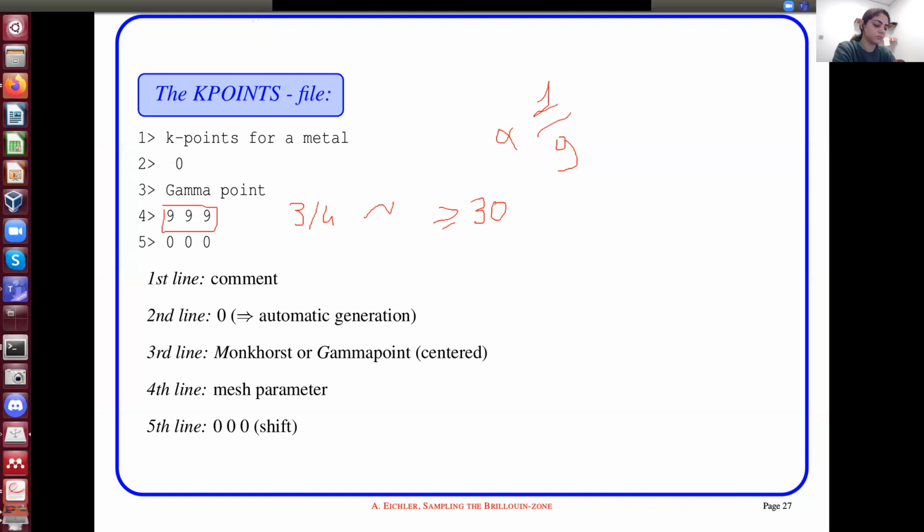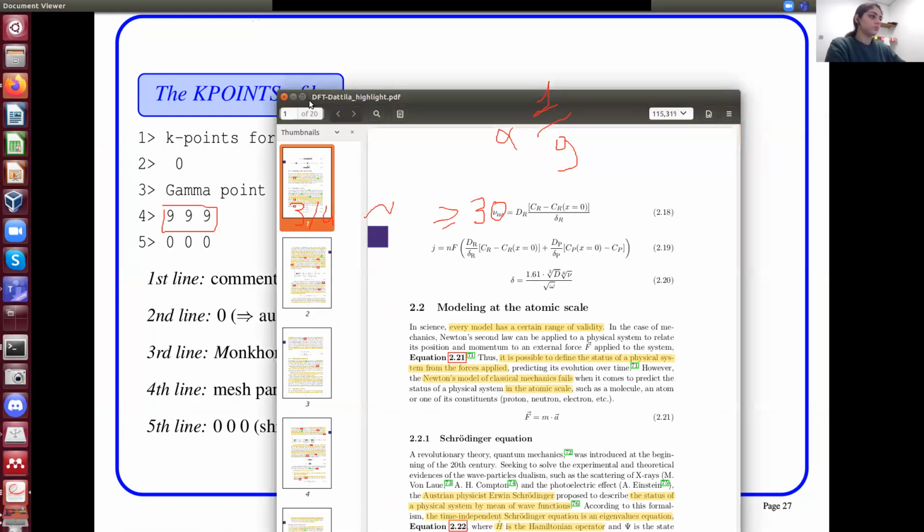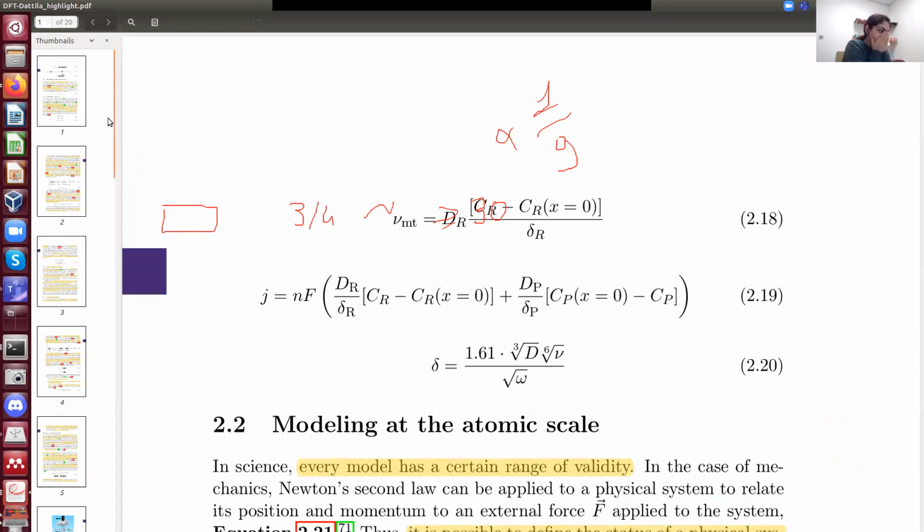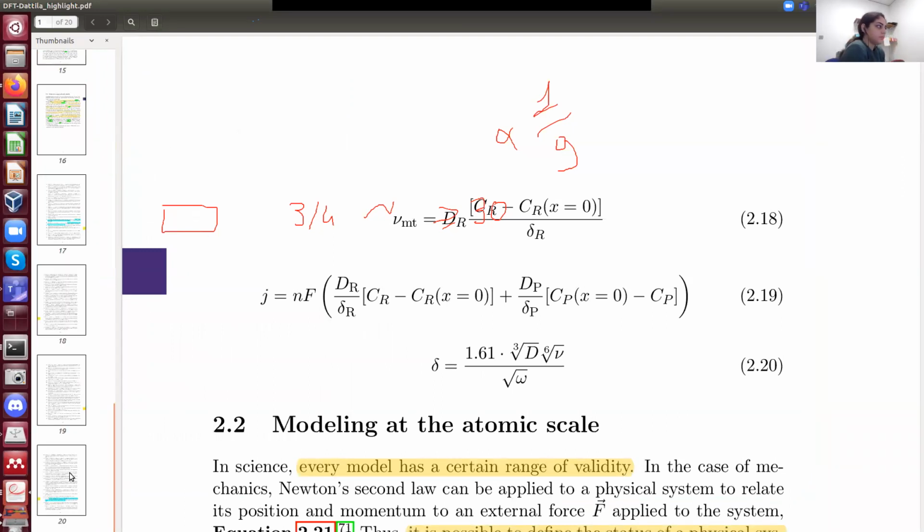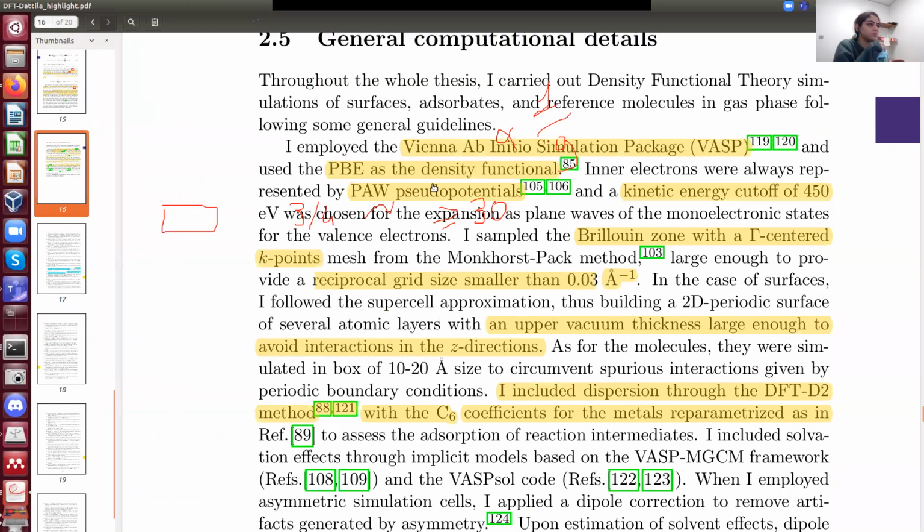So what I was saying is that, for instance, if you go to what it's called, I think it was this one. Yes. So here, you see that now it is large enough to provide a reciprocal grid size smaller than 0.03 angstrom to the power of -1. And this is 0.03 angstrom to the power of -1, because here we are talking about the reciprocal vector.